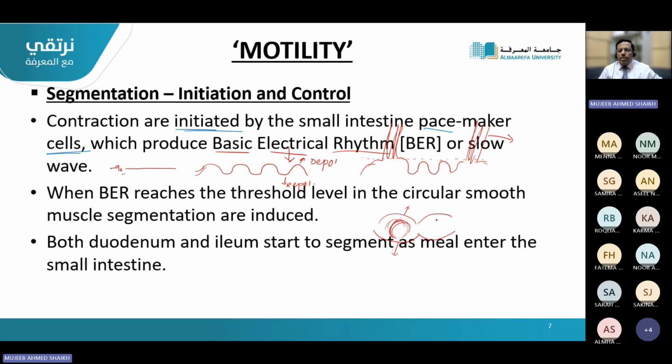Or maybe some hormone is acting on these muscles. Some hormone acting on these muscles may cause the potential to change and reach the threshold level. This will lead to formation of an action potential, followed by contraction.